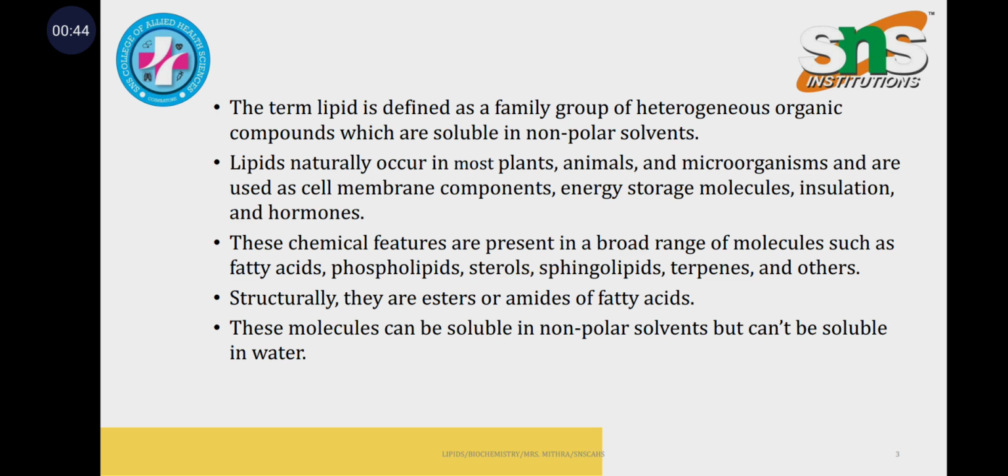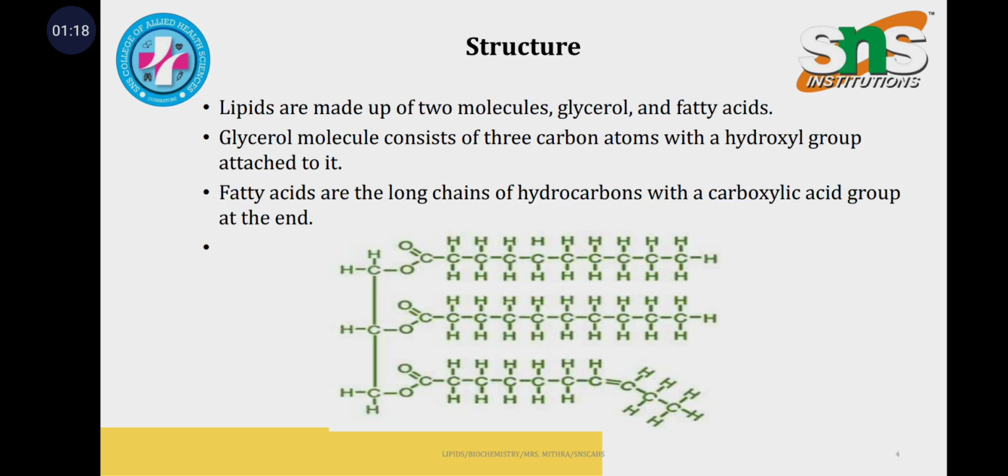So the term lipid is defined as the group of heterogeneous organic compounds which are soluble only in non-polar solvents, and it naturally occurs in plants, animals and microorganisms. These chemical features are present in a broad range of molecules such as fatty acids, phospholipids, sterols, sphingolipids, terpenes and etc. So these are the esters or amides of fatty acid and it can be soluble in water.